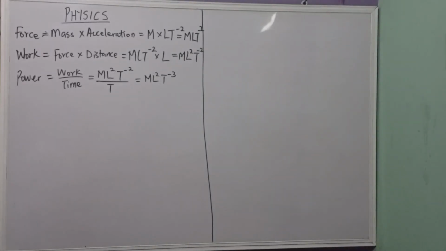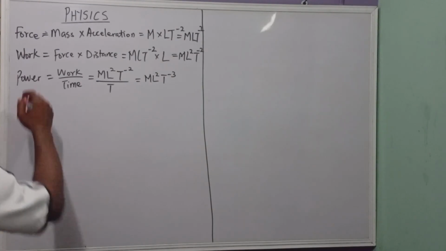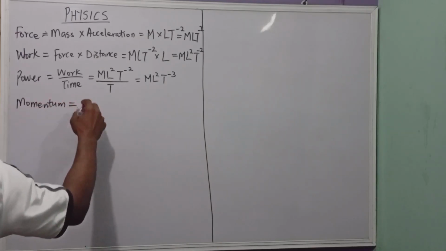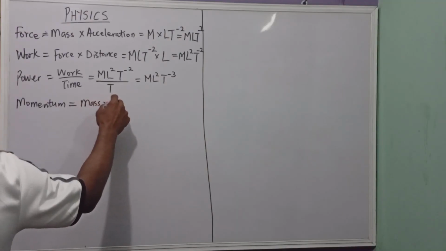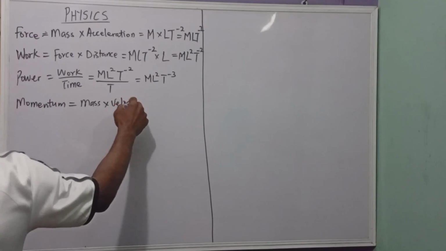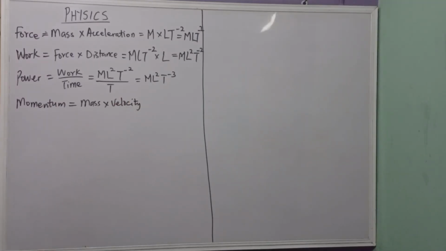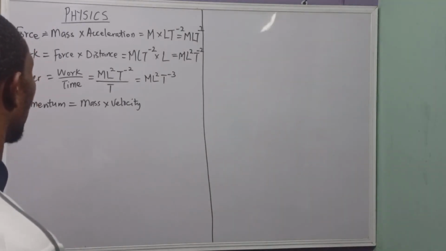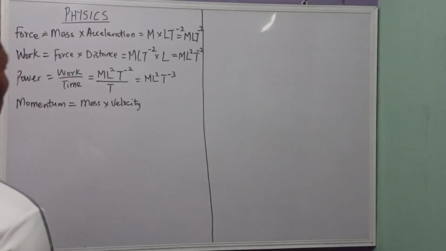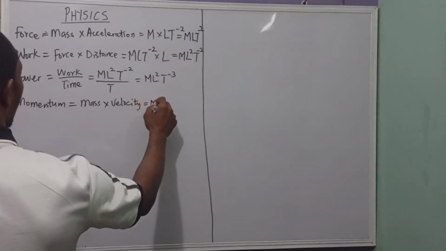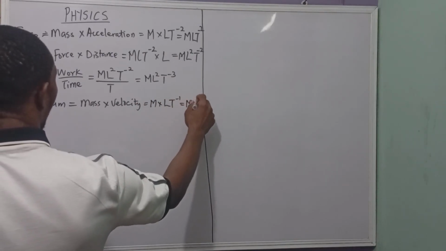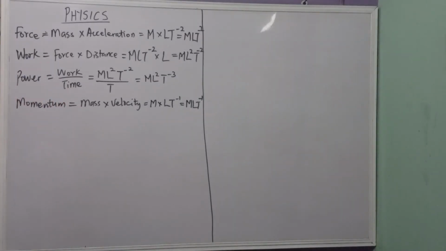Now next we have momentum. Momentum would give us what? Mass times velocity. Our velocity we found out to be speed, and speed is length over time. That means this becomes mass times L T raised to the power minus 1, which is M L T raised to the power minus 1 as our momentum.